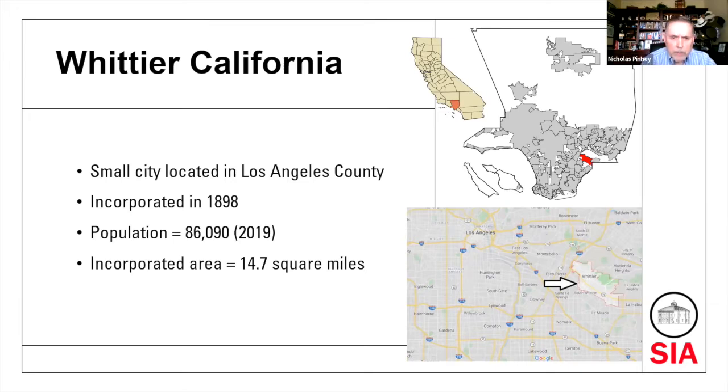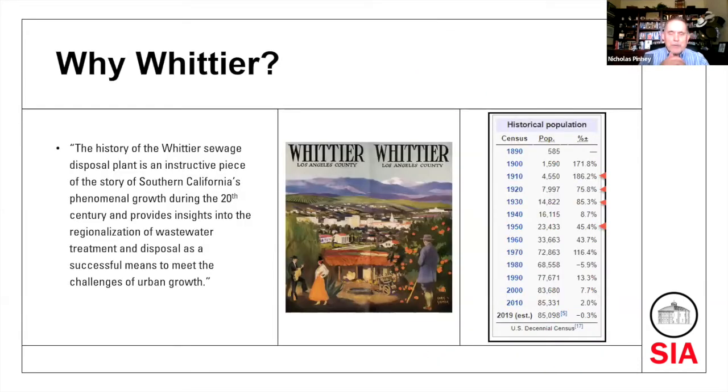So there's a little bit of background on Whittier and why Whittier. Why is this a particularly interesting case study, to me at least? Well, the city of Whittier wastewater treatment, or in this case, sewage treatment plant, I have to use the older term, really does a good job of illustrating the impacts of growth, the adoption of new technologies, and the regionalization of wastewater treatment in Southern California. Additionally, the Whittier sewage treatment plant is closely linked to the history of the California Water Environment Association. So not only did I have a good plant for a case study, I also had a linkage to the association to make it interesting.